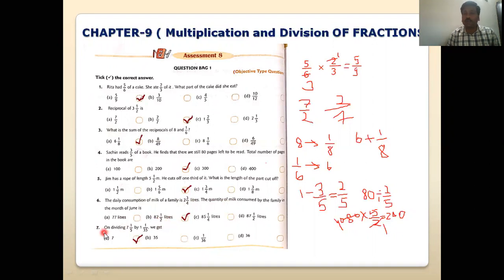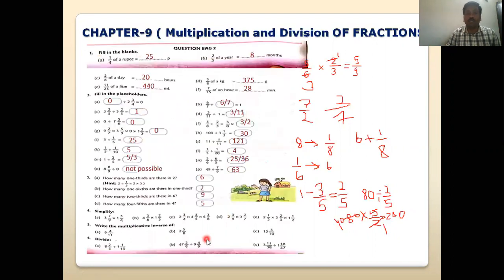Now, question number 7 is very easy. On dividing 7 whole 1 by 5 by 1 whole 1 by 35, we get. Now, this is a very simple question. 7 whole 1 by 5 is given with the sign of division, 1 whole 1 by 35, and when we divide this number by this number, we get 7 as the number. Okay.